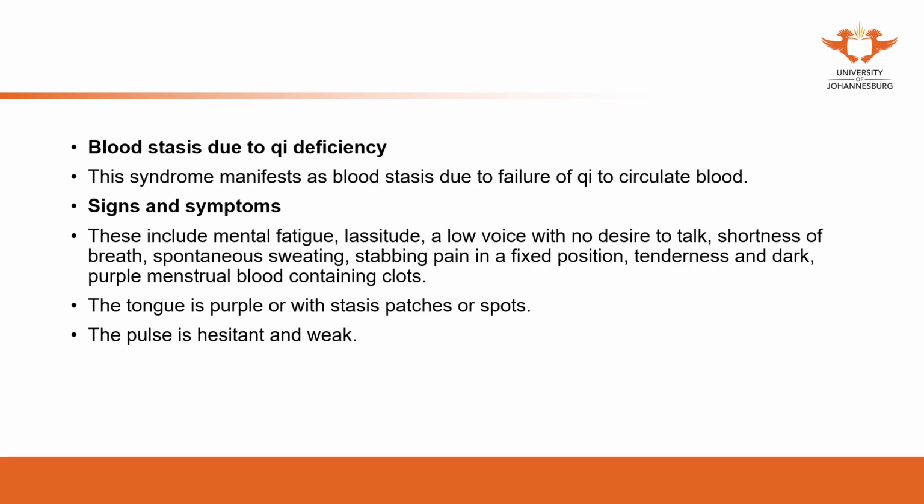Blood stasis due to qi deficiency. In this situation, the patient presents with blood stasis, with stabbing pain, with fixed position pain, and purple menstruation with clots, purple tongue or with spots in the tongue, hesitant pulse. So these are all blood stasis symptoms. But in the meantime, the patient presents with fatigue, reluctant to talk. So you see, we use different terms to describe, but similar. They must present with shortness of breath, spontaneous sweat, and these symptoms will be worse upon movement. So these can happen together.